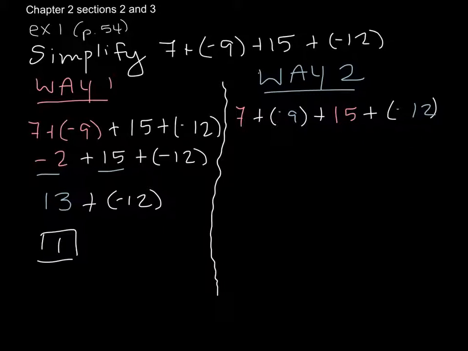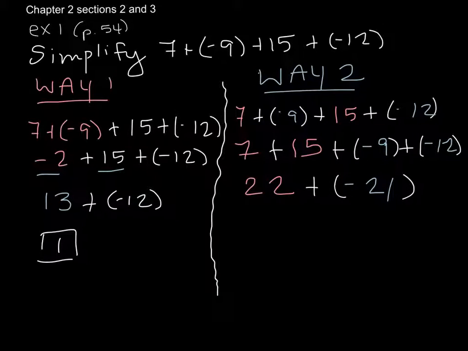The second way we might interpret this problem is that we've got both positive numbers and negative numbers in this problem. We also have addition in between each. So I might apply the commutative property to rearrange so that my positive numbers are together and negative numbers are together. Now I can simply combine my positive numbers and my negative numbers. Now when I combine this 22 plus a negative 21, you'll notice that I also get a positive 1.